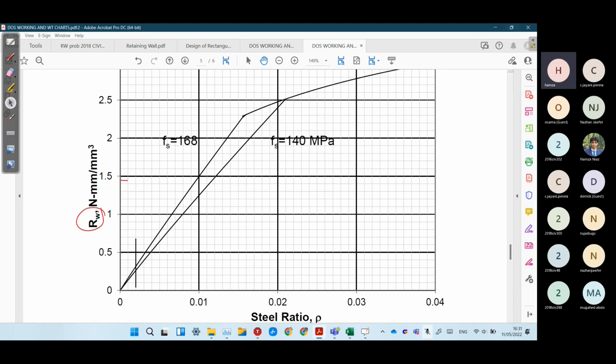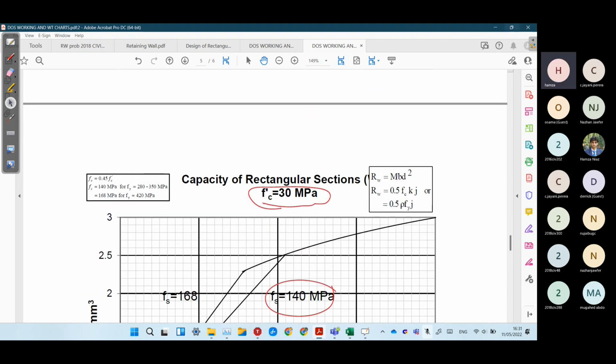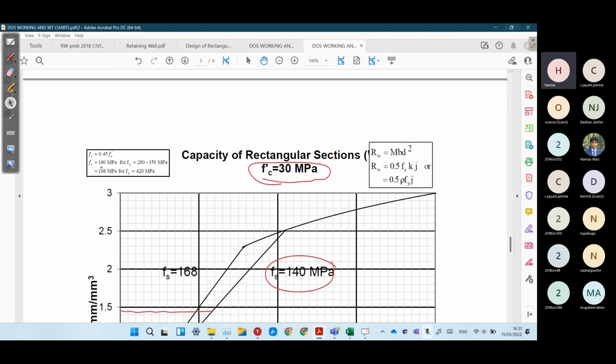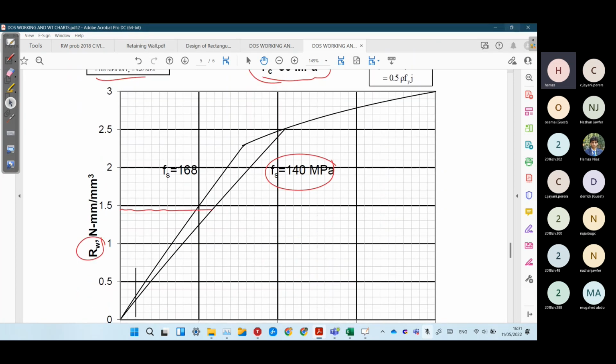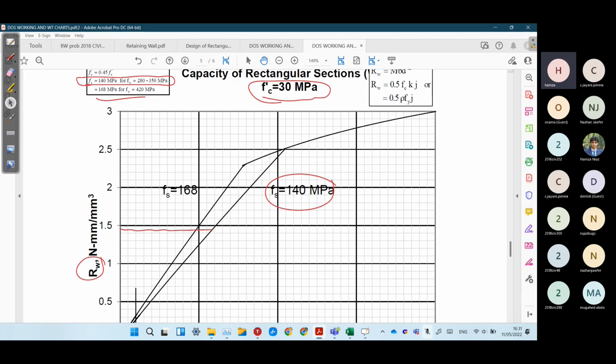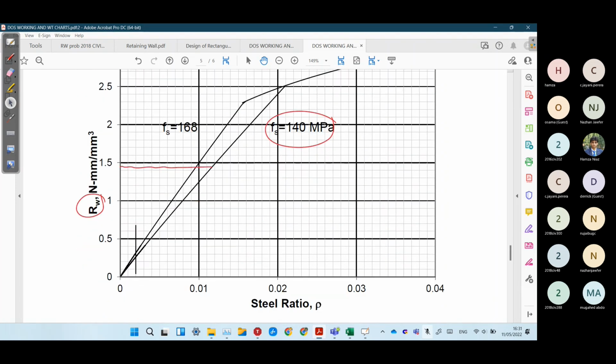So approximately here. We'll move to this curve for 140 megapascal. If you check here, fs is equal to 280 to 350. Fs is 140, so our steel is 300. So we are going to use this curve, the 140 curve. If it was 420, we are going to use the 168 curve. So now our steel is 300.